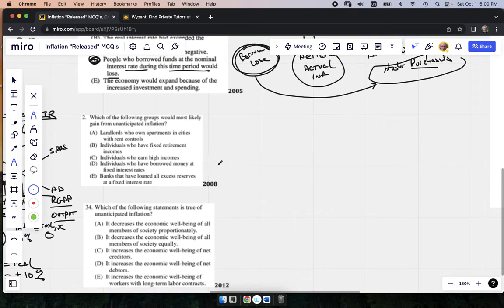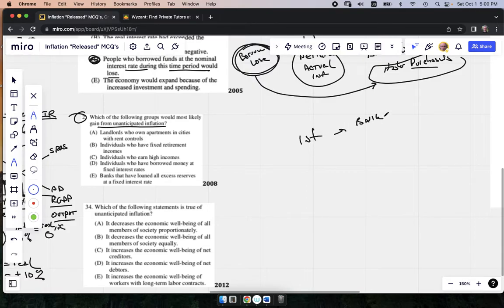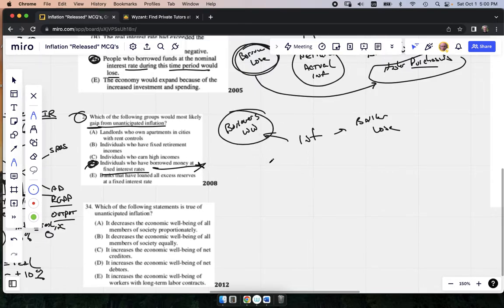All right, take a look at number 2. Which of the following groups would most likely gain from inflation? I'm going to write it out again. Inflation means bankers lose, borrowers win. Easy enough. Are we looking for winners? Yeah, gainers, winners. Individuals who borrowed money at a fixed interest rate, right? They would definitely win. We can see that.